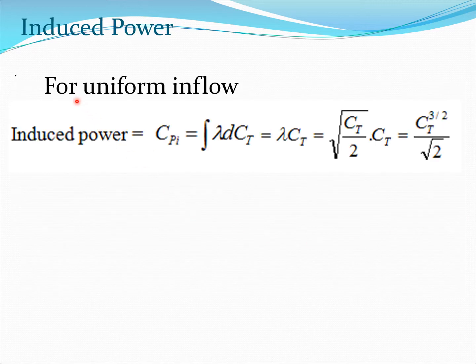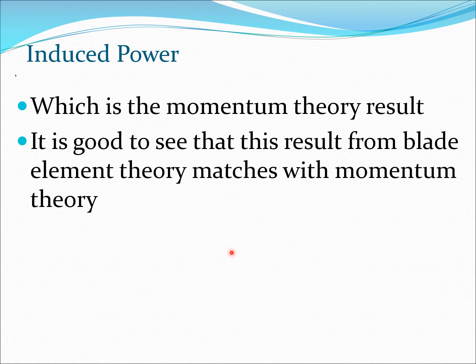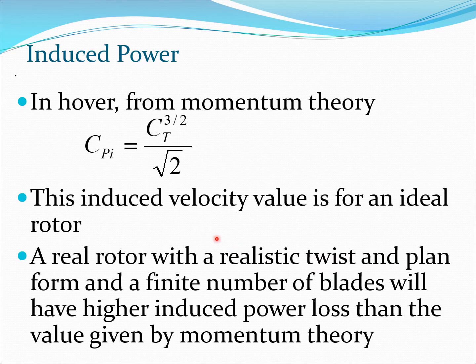So now let's use this current theory to get the induced power CPI. So if we perform this integral lambda dCt, then we clearly get lambda Ct equals root Ct by 2 into Ct, which is Ct to the 3 by 2 by root 2. Now you will recall that this is the same expression as we obtained using momentum theory. So essentially we have obtained the momentum theory result here, and it's good to see that the BET is matching with the momentum theory result in this case. Now the induced power coefficient is given by Cpi equals Ct to the 3 by 2 by root 2.